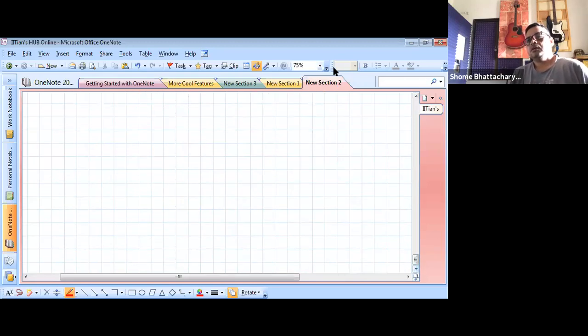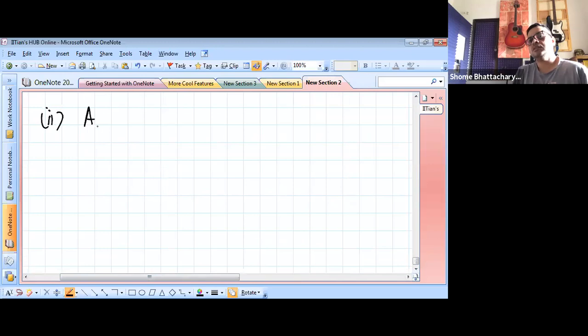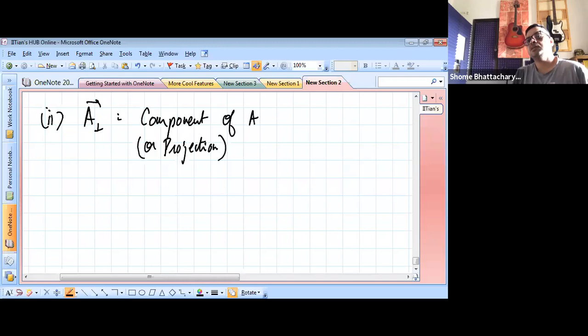All right. Now let's come to the last part of this question. Now the third part of, the second part of this question, we have to find the component or projection of E perpendicular to B, and this lies in the plane of A and B.